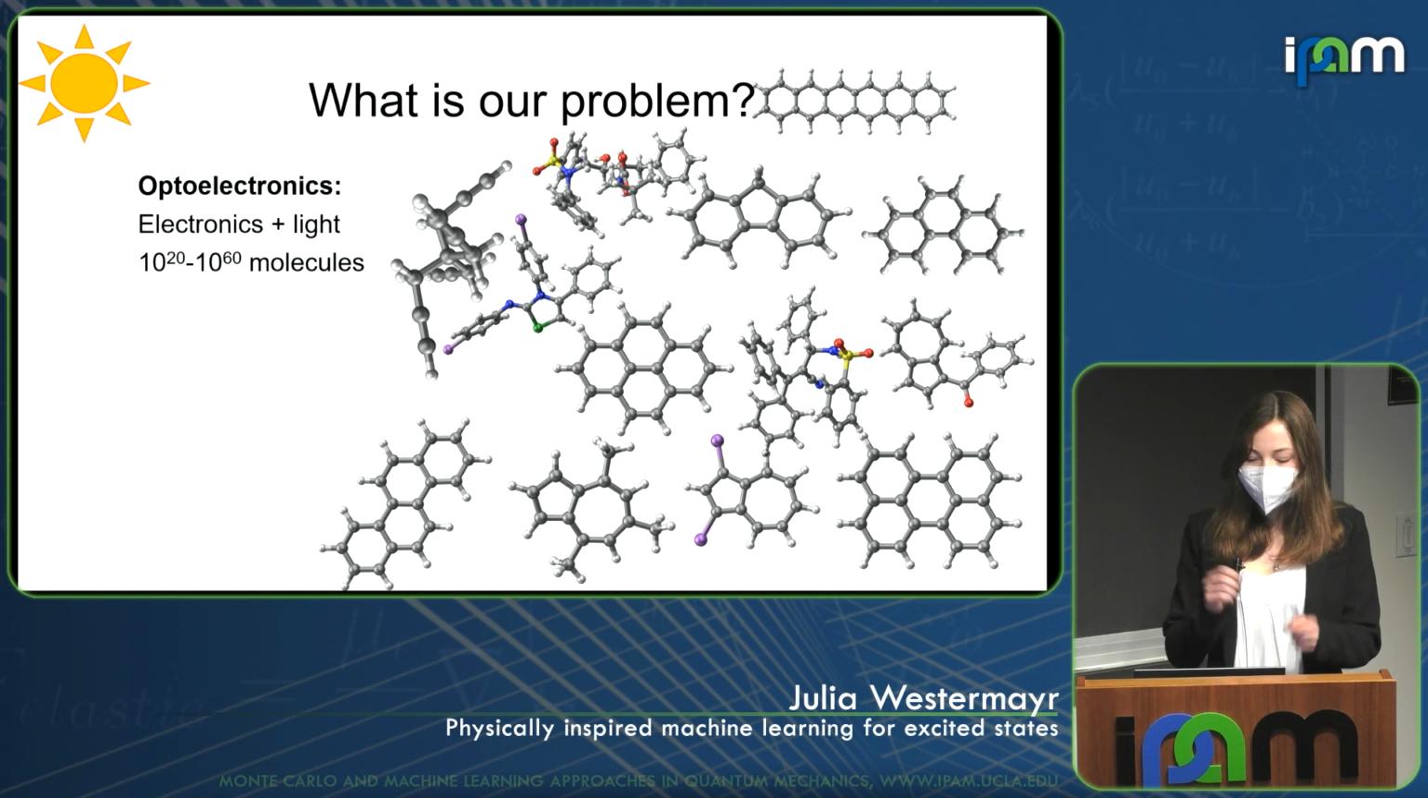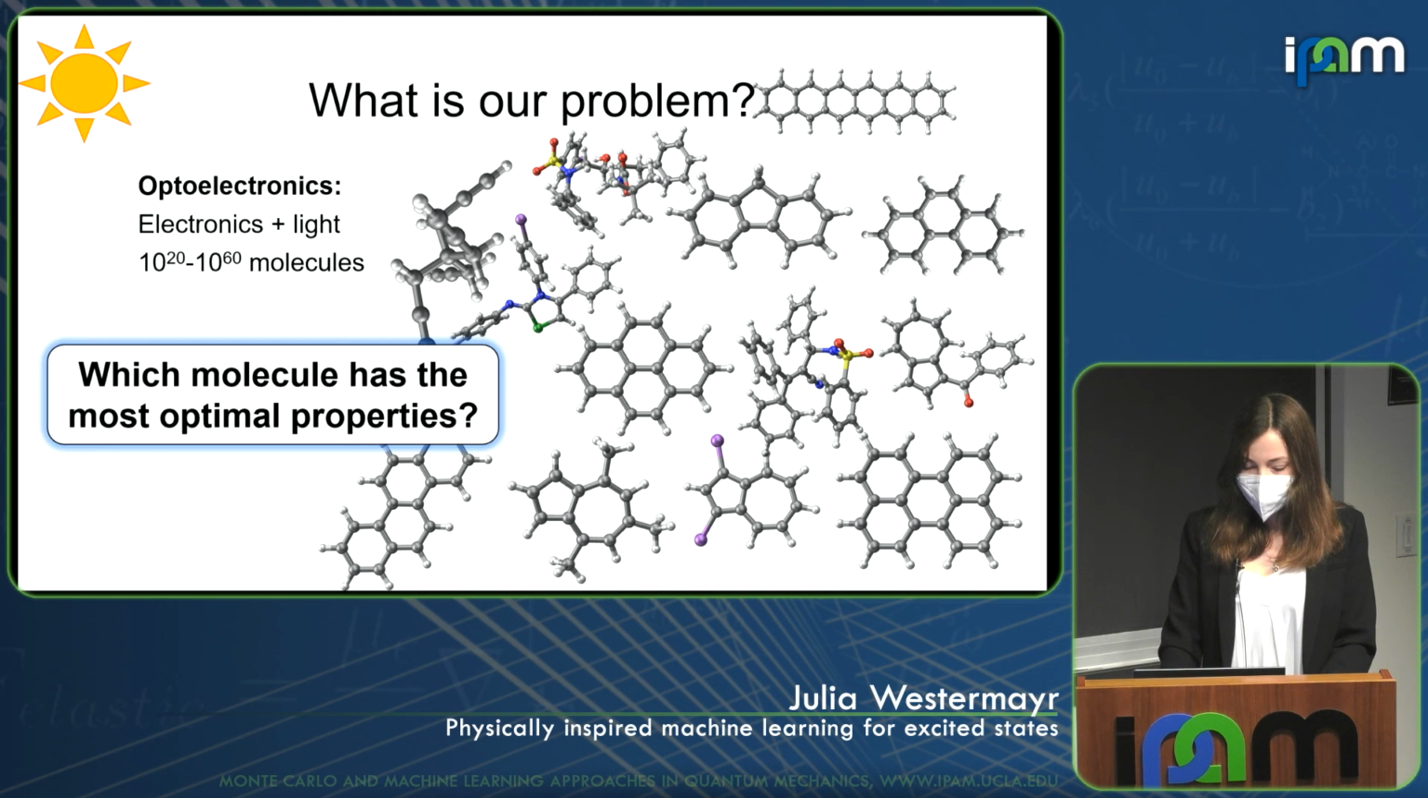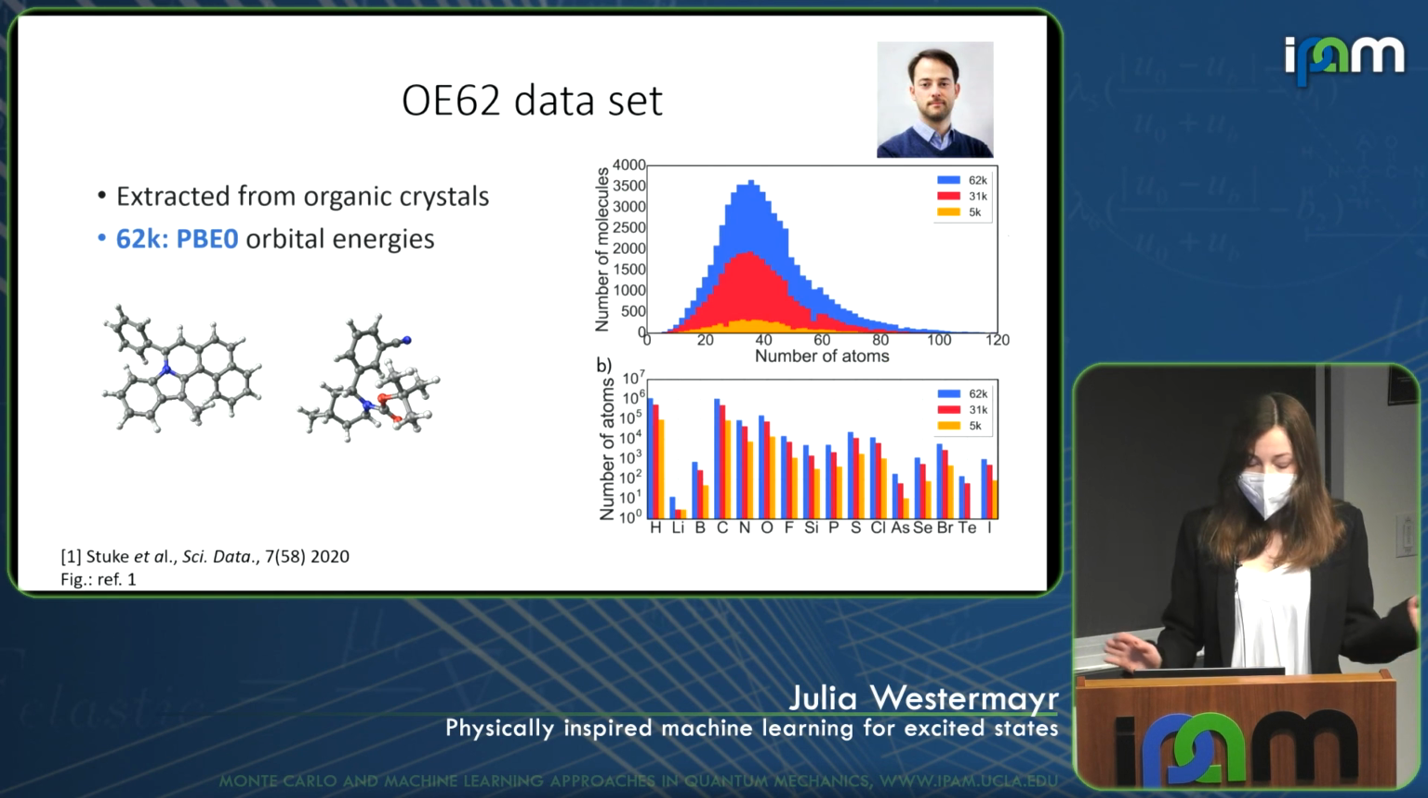And we cannot just look at them individually and check their optoelectronic properties. Otherwise, we would maybe end up searching for a needle in a haystack. So we wanted to develop a machine learning model that can be used for high throughput screening.